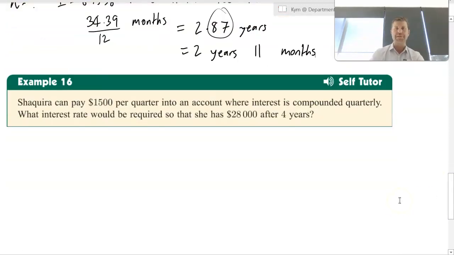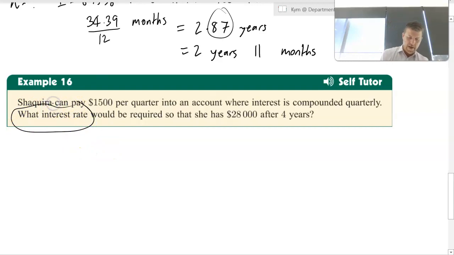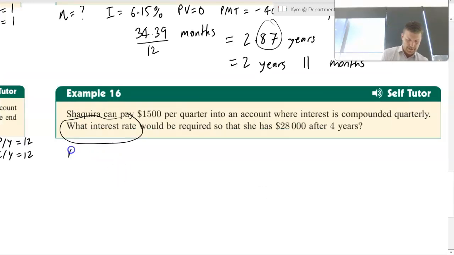Last example, again, pretty similar, that we've got enough information here. We're being asked to determine what the interest rate would be, but we know that the value of N, based on this, again, let's read it first. Shakira can pay $1,500 per quarter into an account where interest is compounded quarterly. What interest rate would be required so that she has $28,000 after 4 years? So she's 4 years and quarterly, so 4 times a year is my value of N. 4 times 4. Interest rate is actually what we're being asked to work out here.